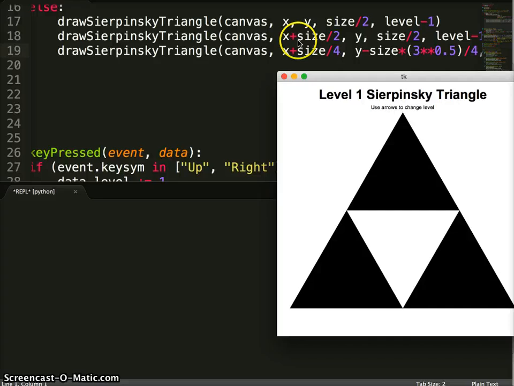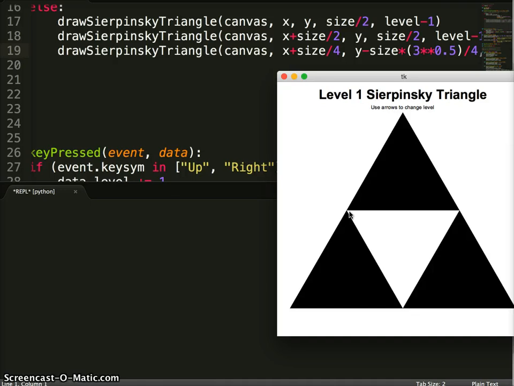Then I do x plus size divided by 2. So what that's going to do is essentially say x plus, so size is this entire length, so size divided by 2 will take me over here. So the x is over here and the y doesn't change. So that's going to draw this triangle. And then I say, okay, x plus size divided by 4, and then y minus some value, which will basically take me up till here.